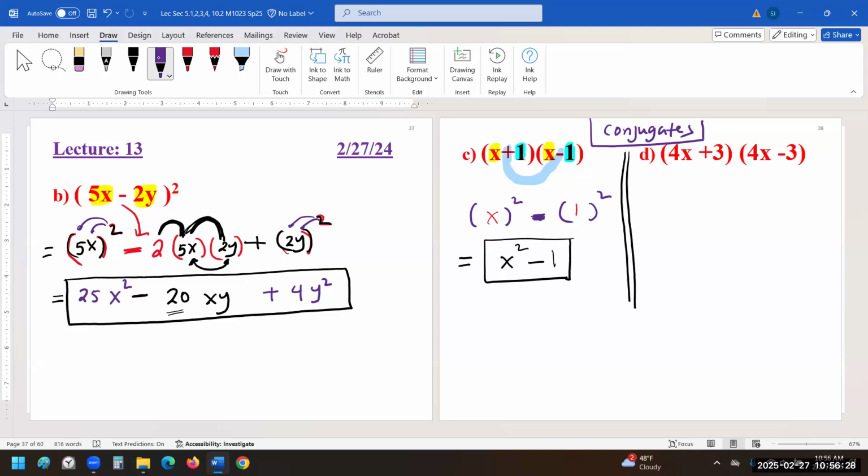So who can guess the next one? 4x plus 3 times 4x minus 3. So we have 4x whole thing squared minus our next term, which is 3. So it's 3 squared.